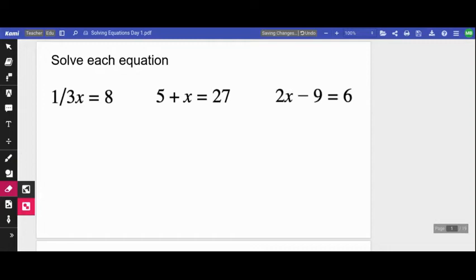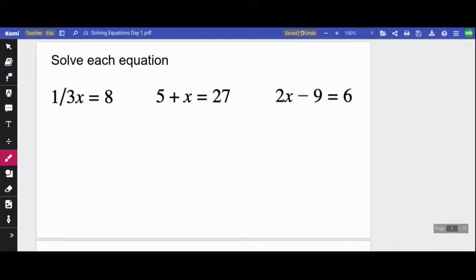We're going to be doing some examples of solving equations using inverse operations. So looking at our first example, it says that 1/3 of x is equal to 8. Our goal is to isolate our variable x, which means we need to get rid of the times 1/3. Now, I know that the inverse of multiplication is division. However, whenever we're dealing with fractions, a great strategy is to actually multiply by the reciprocal.